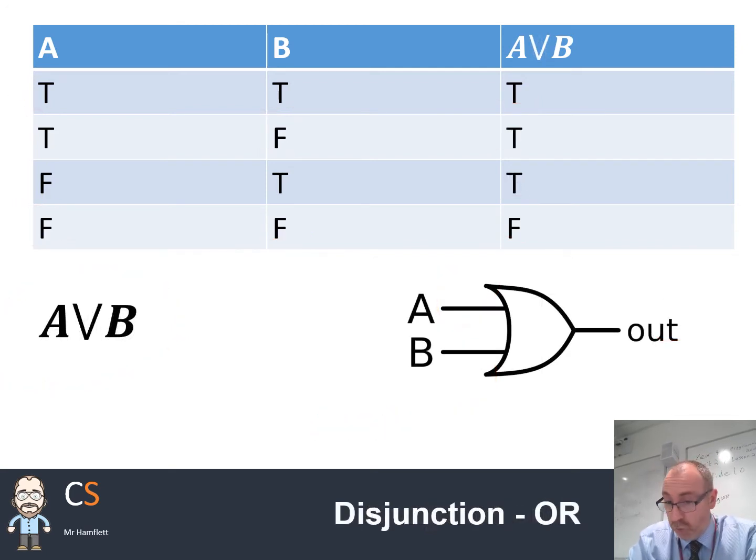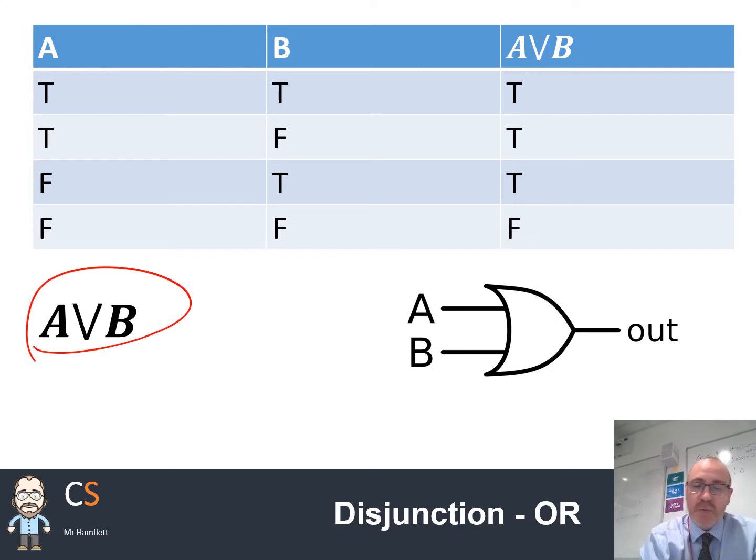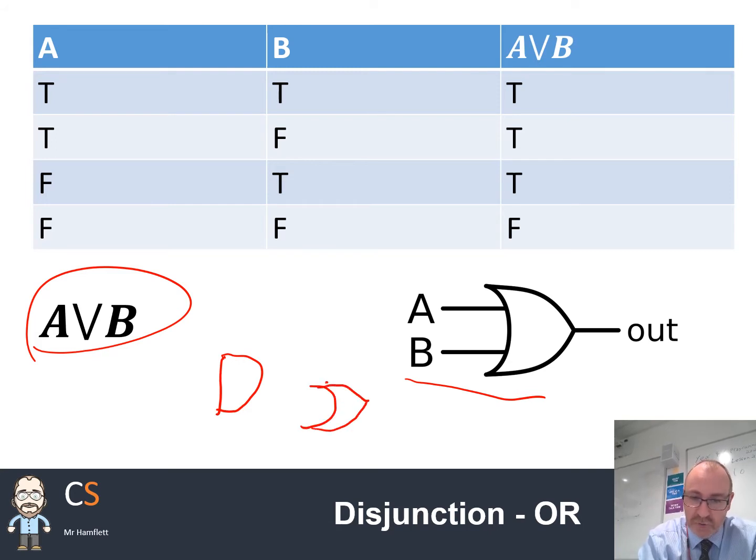Then disjunction, or, to give it its more colloquial name, we use a V to represent or in Boolean algebra, and the logic symbol looks a bit like this. So do make sure you don't mix up the and and the or. Or will have two inputs and and will also have two inputs, okay? The shapes are different. They're easy to mix up, so do make sure you revise that, please.